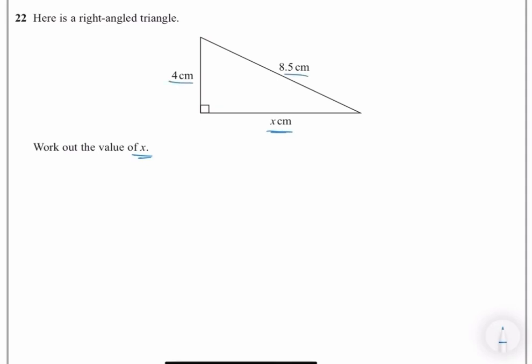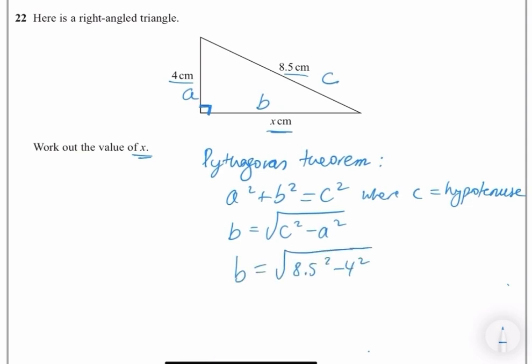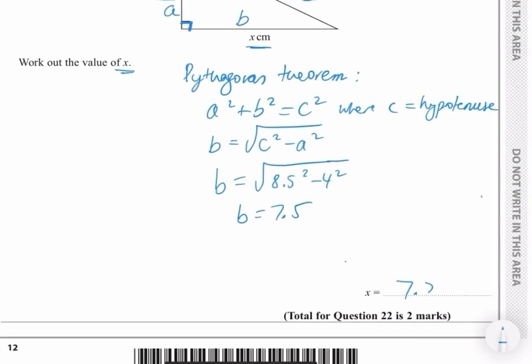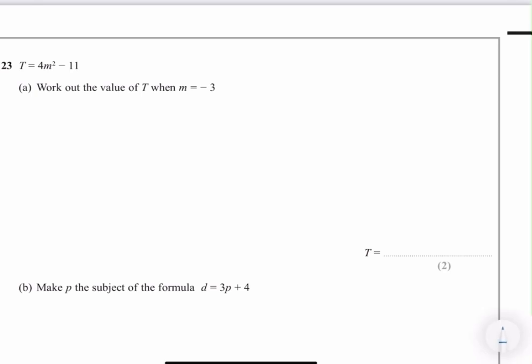Question 22, we've got a triangle here, and we need to work out one side when the other two sides are given. That is Pythagoras, and this is the formula for that. a squared plus b squared equals c squared. c has to be the longest side, a and b the other two shorter sides. You have to rearrange it because we're finding a shorter side. So square the sides, take away, and square root. Don't forget the square root at the end. 7.5 centimeters.